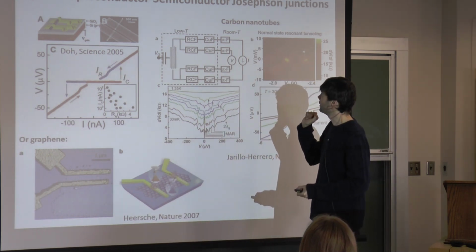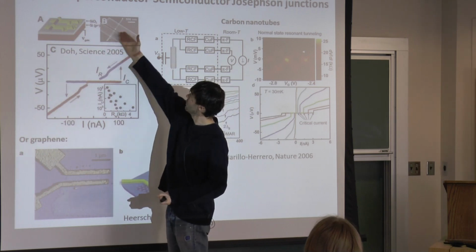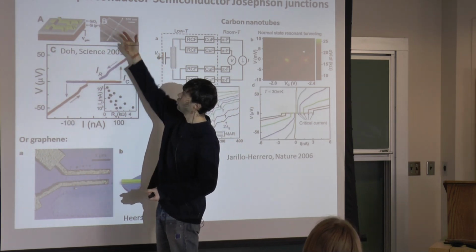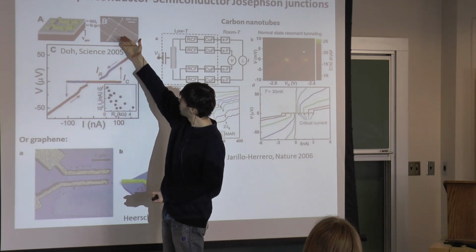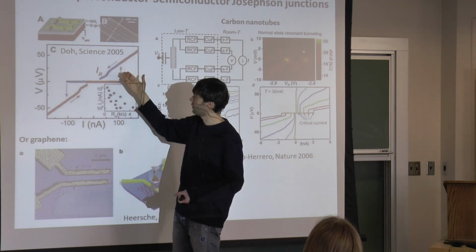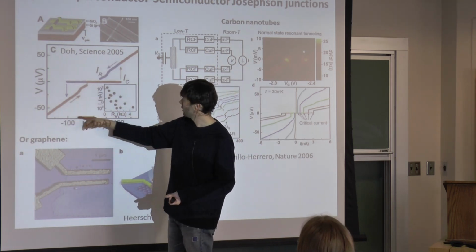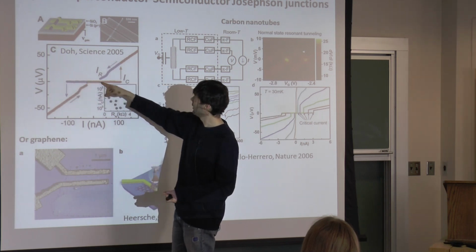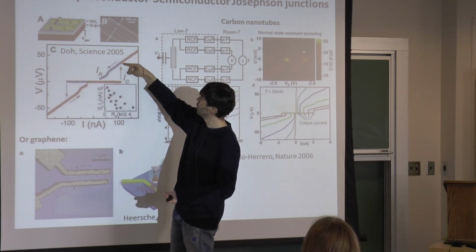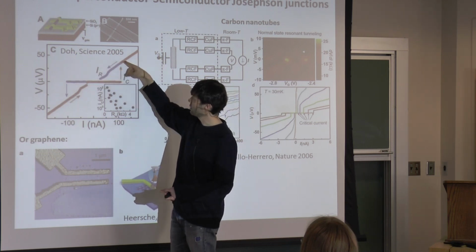After the fact, devices appear to be very simple. You take, for example, a semiconductor nanowire, and you put two aluminum electrodes on it. And if the contact is good enough, then the current flows from one electrode to the other without dissipation. So it's a supercurrent. Here's a current on this axis, and they sweep the current and they get no voltage until at some point it switches to this other state. In this case, the junction is actually hysteretic.